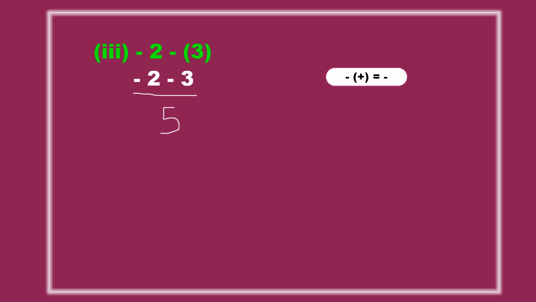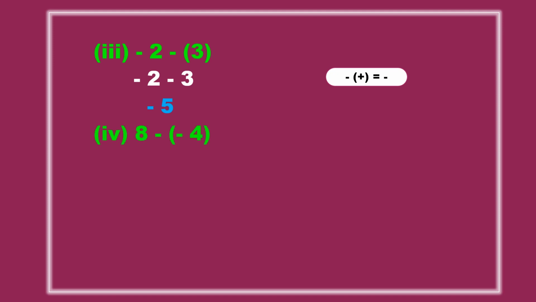Whenever you are adding, the answer should be given the same symbol. Same symbols, answer same symbol. You should remember it in this way. Both are having a minus symbol, so you should give a minus symbol to the answer. It is minus 5. Clear? Let us go to the next example now.